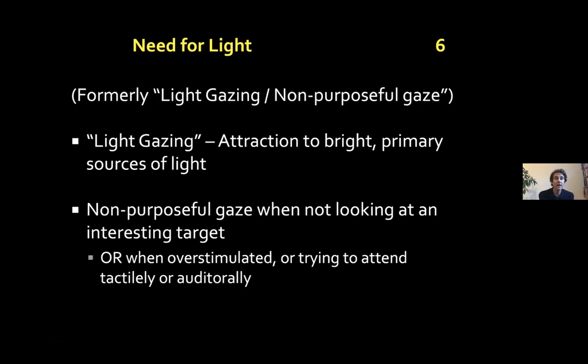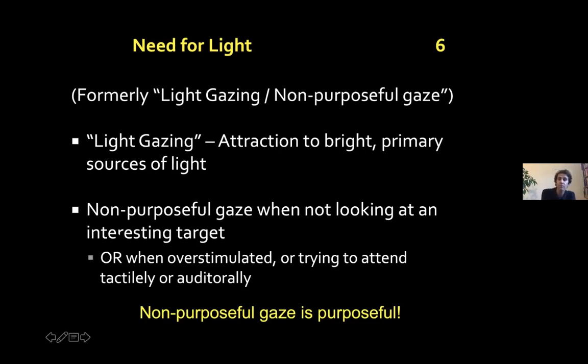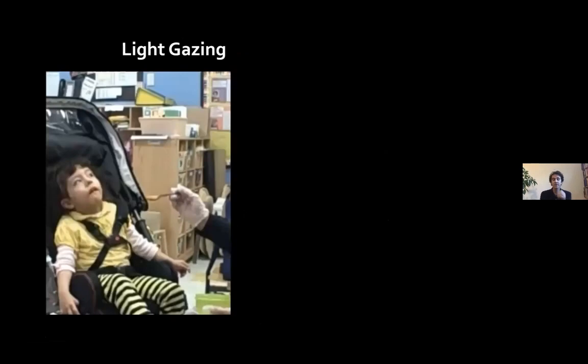It may be that the child is looking away so that they can attend to you, so they can listen to you or attend to something that they're touching. And they may need to look away in order to control for the complexity of the environment. So non-purposeful gaze is actually purposeful. It serves a purpose of supporting attention as opposed to avoiding attention. The reason that we're not calling it just light gazing anymore is that, well, actually, first I'll show you this.